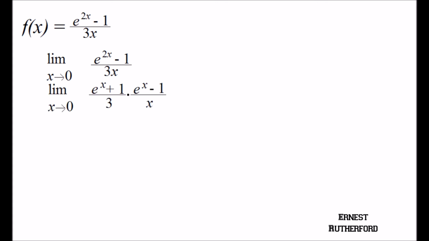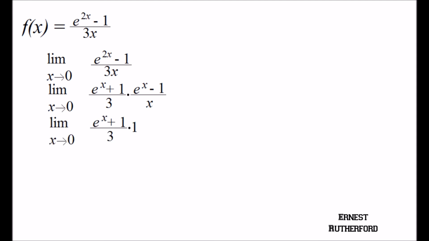Next is e raised to 2x minus 1 all over 3x. So to find the limit of this function, we should have the algebraic manipulation of factoring, wherein e raised to 2x minus 1 is broken down into e raised to x plus 1 and e raised to x minus 1. So we separated the numerator and the denominator of the function since it's multiplication.